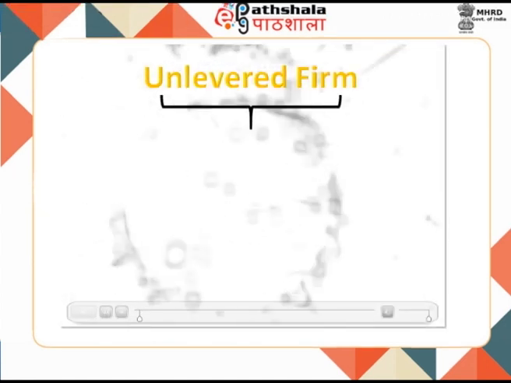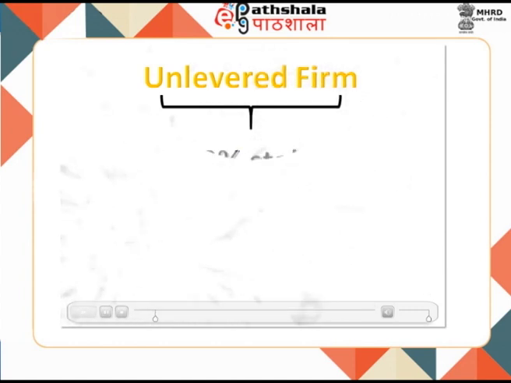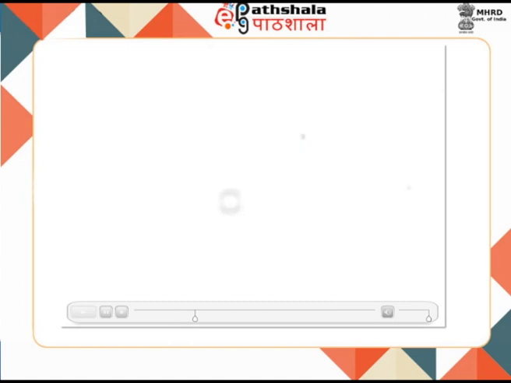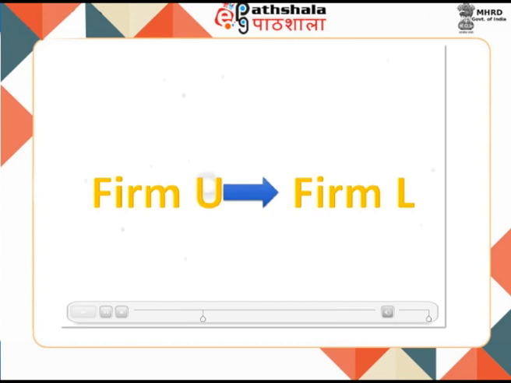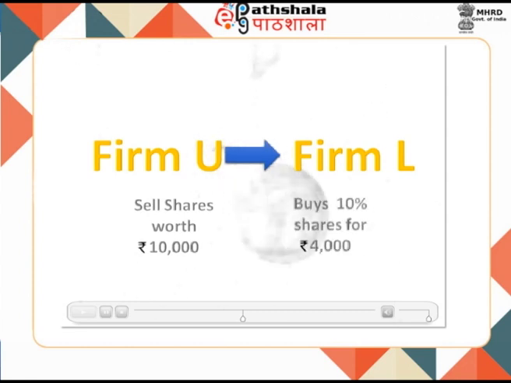In this case, reverse arbitrage will take place. Let us say an investor initially holds 10% stake in unlevered firm, that is, equity of rupees 10,000, and his dividend income is 10% of total dividends, that is rupees 1,000. In order to avail the opportunity of making a profit, he decides to convert his holdings from firm U to firm L. He will first sell all shares of firm U for rupees 10,000 and will buy 10% shares in levered firm for rupees 4,000.